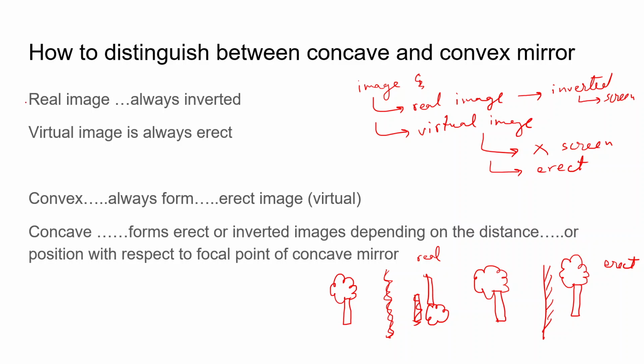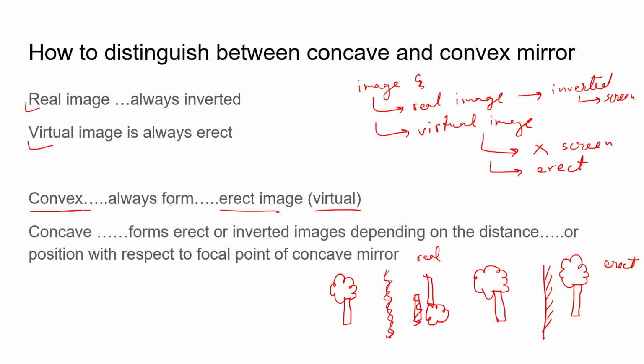So this is the property of these two types of images that are possible. Now a convex mirror always forms a virtual and erect image, whereas the image that we obtain from a concave mirror can be either erect or inverted, that is either real or virtual, depending on the distance at which the object is kept from the mirror.